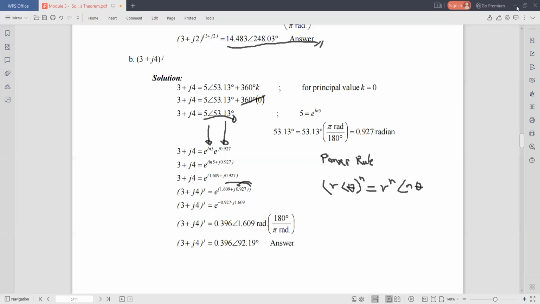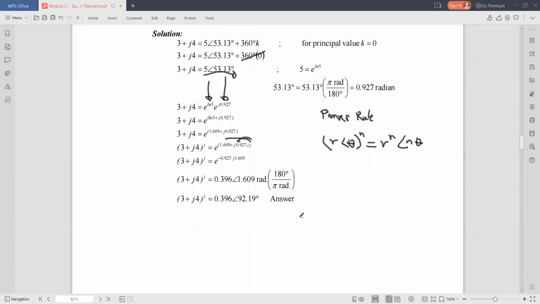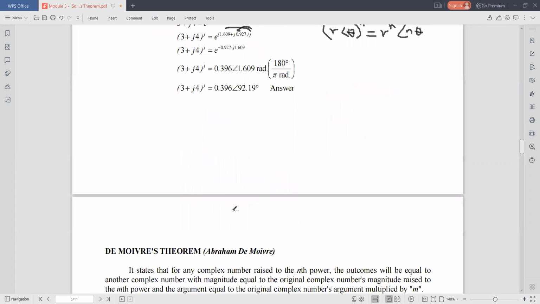Okay, so next, we have De Moivre's theorem and the logarithm of a complex number. We will try to discuss these.